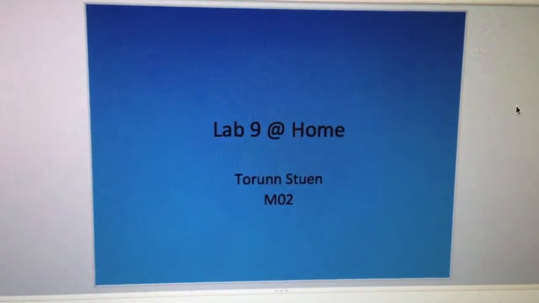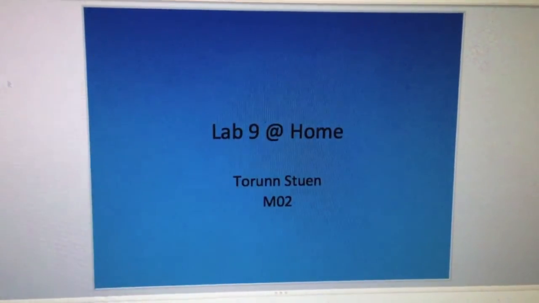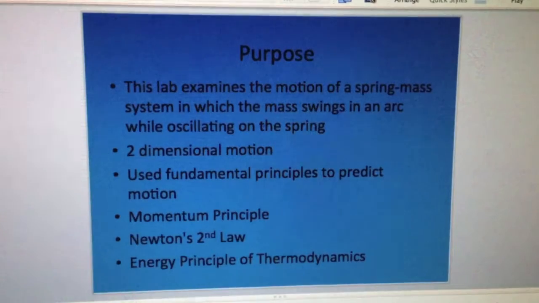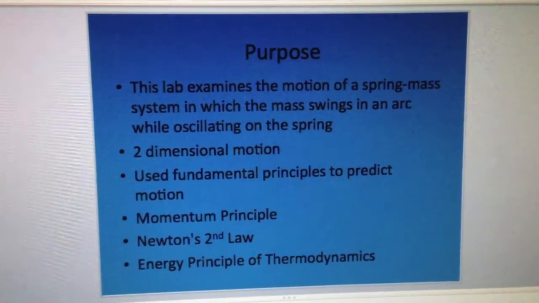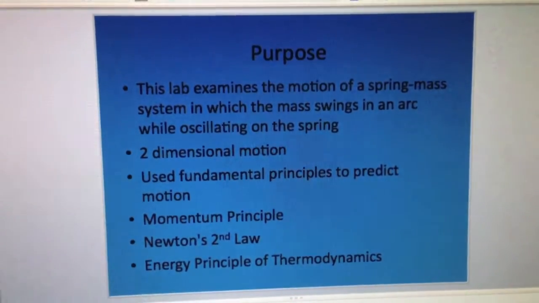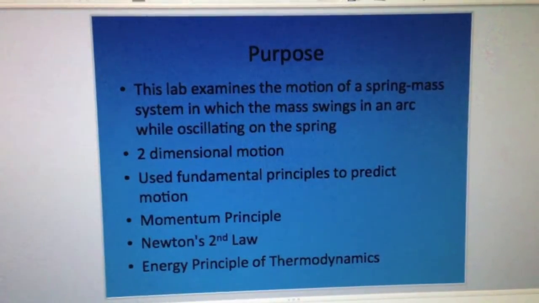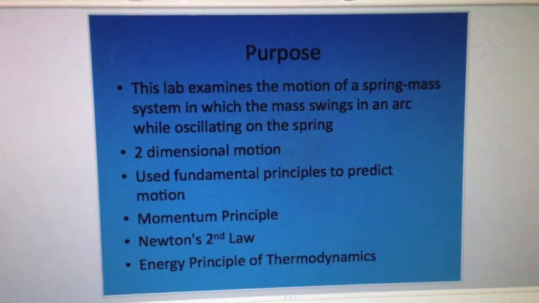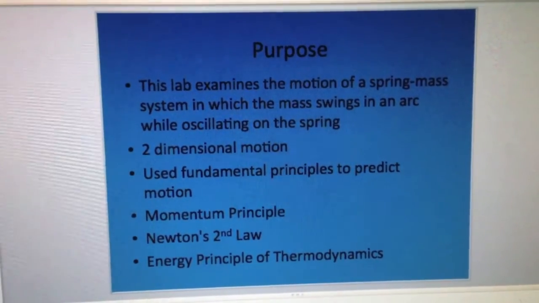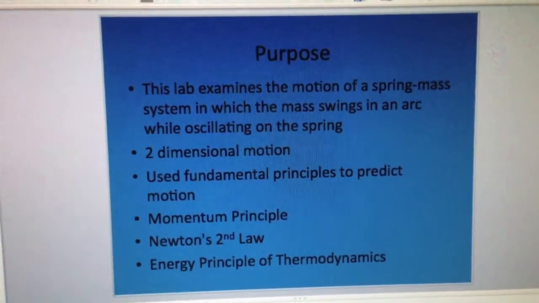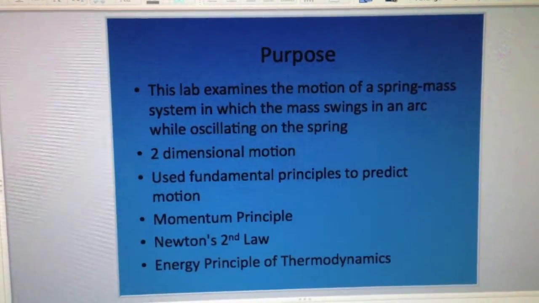us doing with Lab Night at Home. First, we're just going to look at the purpose of this lab, which we just took into account the two-dimensional motion of a spring mass system in which the mass swings in an arc while oscillating on the spring. During this lab, we used the fundamental principles to predict our motion, which was the momentum principle, or Newton's second law, and the energy principle of thermodynamics.